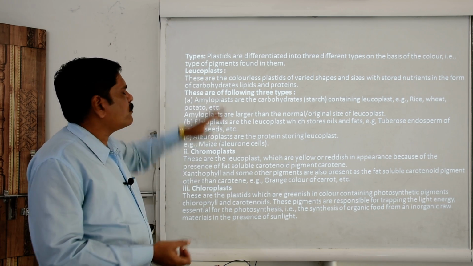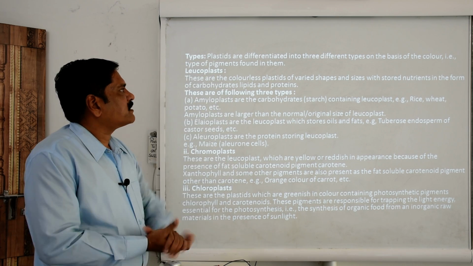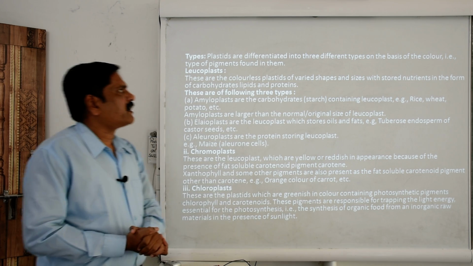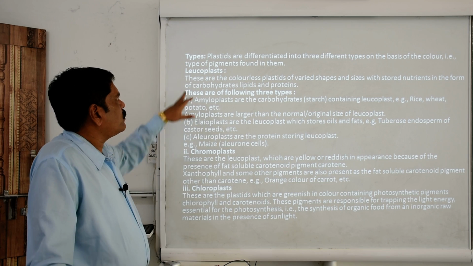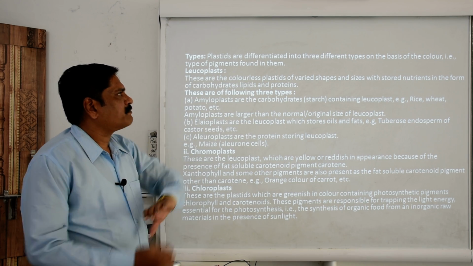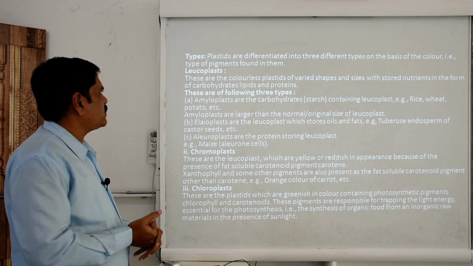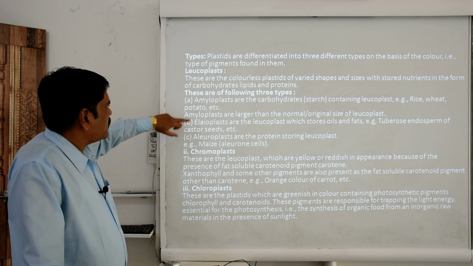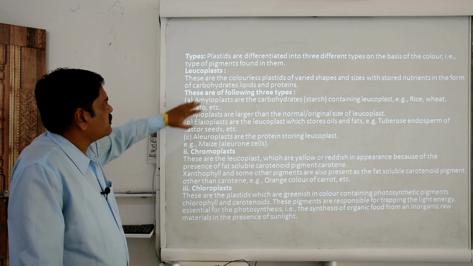One is the leucoplast. Leuko means white, that means plastids lacking any color. So simply, colorless plastids are called leucoplasts, and they are basically responsible for the storage of different materials. Clear? So on the basis of their storage, we can categorize them into amyloplast, elaioplast and aleuroplast.